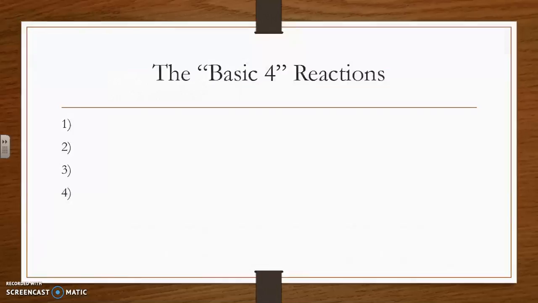This is Vodcast 5.2, where we're going to talk about classifying reactions, or determining what type of reaction has happened, because there are lots. There are four basic types of reactions that you will encounter on a regular basis.